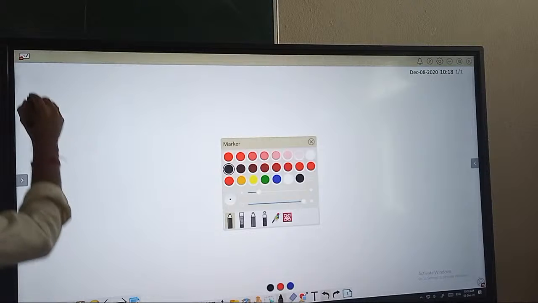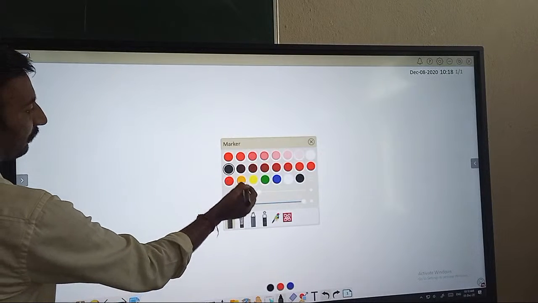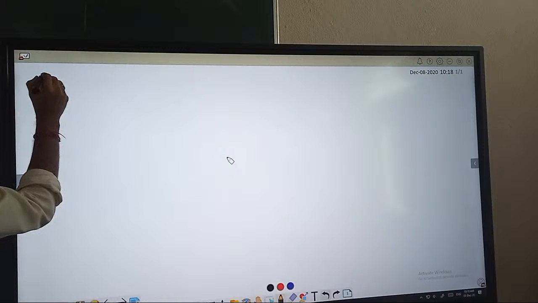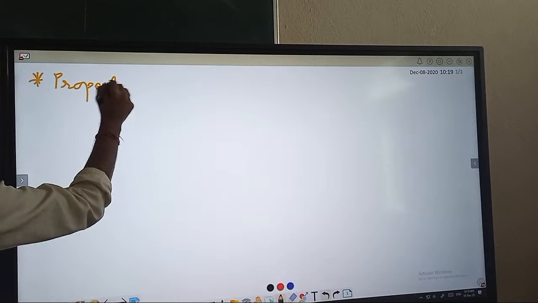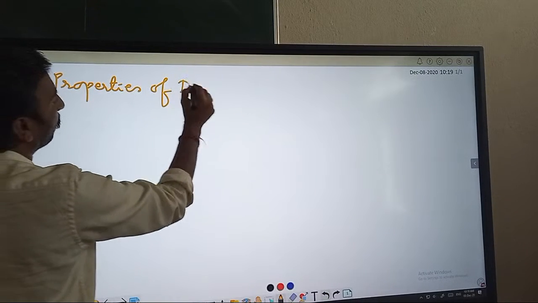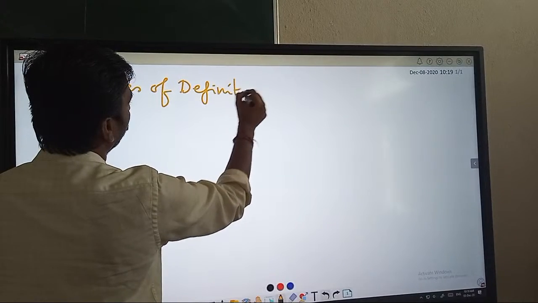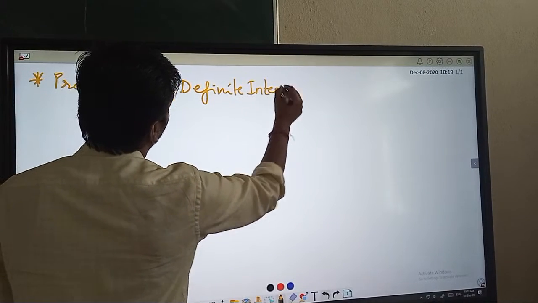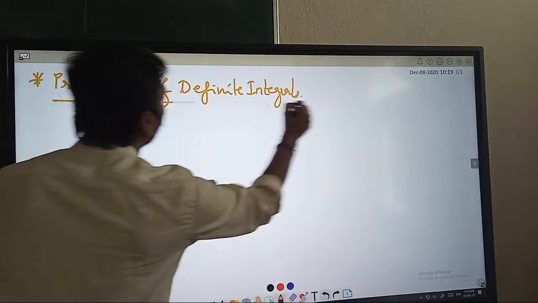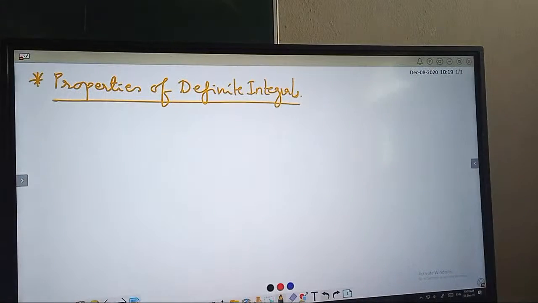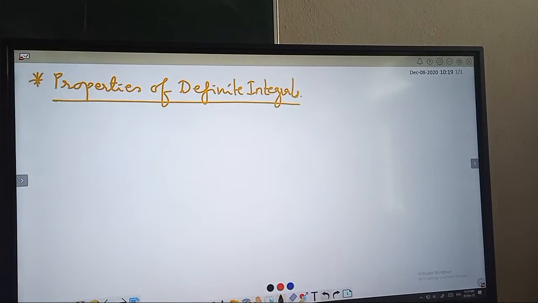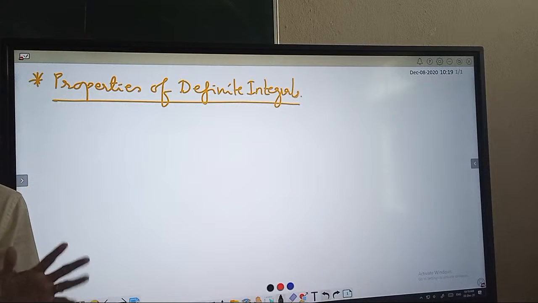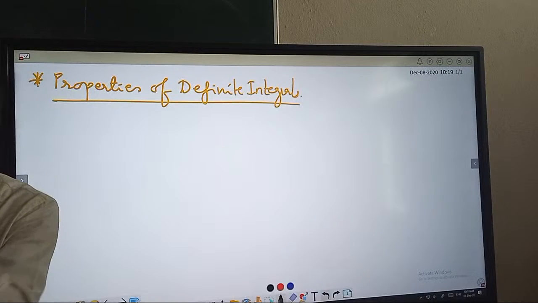Now we go for properties of definite integrals. You see, there are some five to six properties. They are very, very important for us. Whenever you are solving any definite integral problem, you need to know these properties.